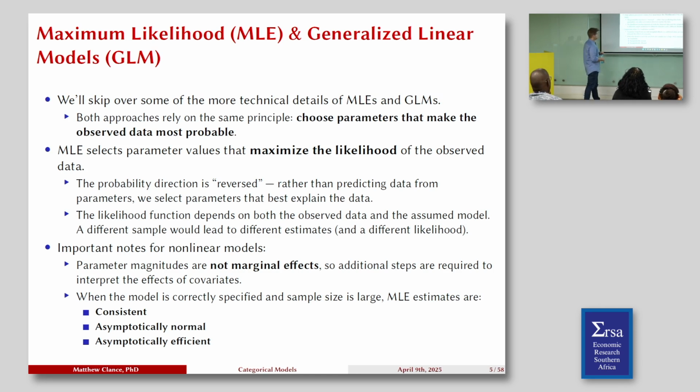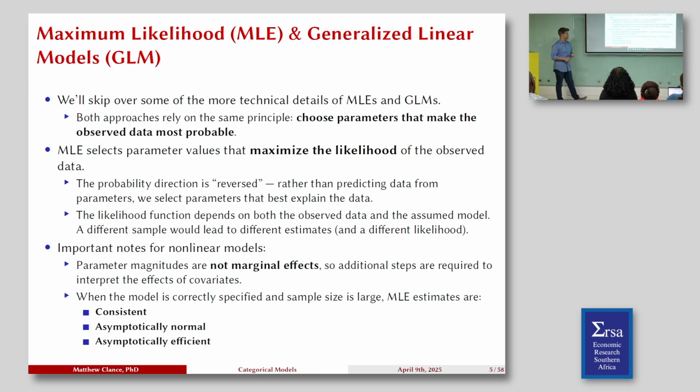So the MLE selects those parameter values to maximize the likelihood of the observed data. Just keep this in mind, the probability direction is reversed. Rather than predicting the data from the parameters, we select parameters that best explain the data. Okay? Likelihood function depends on both the observed data and the assumed model. You see where I said that, assumed.